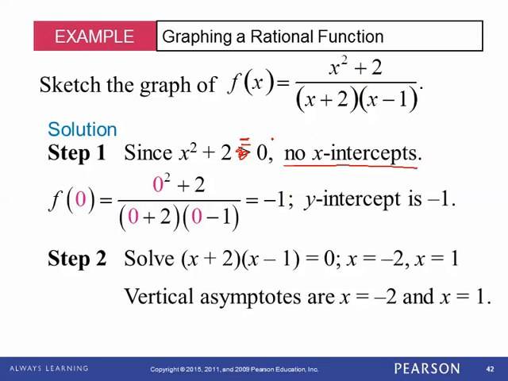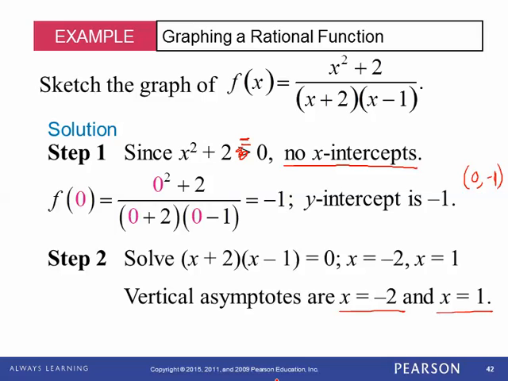Finding the y-intercept, all I gotta do is plug a 0 in for all the x's. If I plug 0 in for all the x's, I get a y-intercept of negative 1. So no x-intercepts, and a y-intercept at the point 0, negative 1. Take the denominator here, set equal to 0. When I get that, these are my vertical asymptotes. I got 2 of them.